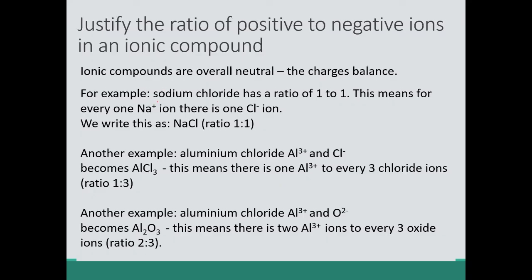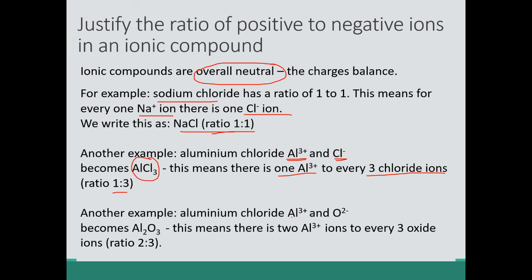Here are some examples. We've got sodium chloride, so a sodium ion and a chloride ion. Overall, it's got to be neutral, so we have a ratio of 1 to 1, and we don't bother to write the ones. We don't bother to write the charges because they cancel out. What if it's a 3 plus cation and a 1 minus anion? Then it would be a ratio of 1 aluminium ion to 3 chloride ions, a ratio of 1 to 3, and we write it like this.